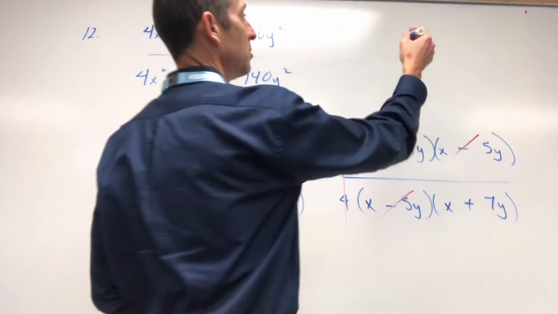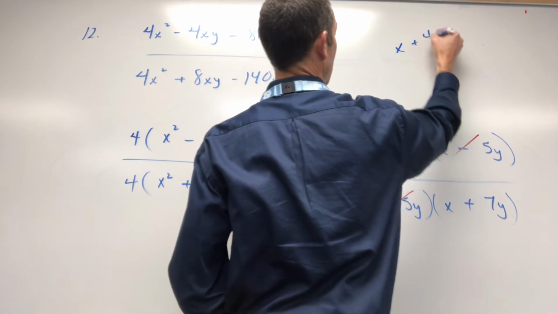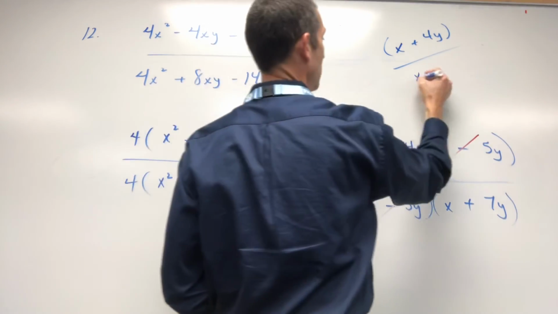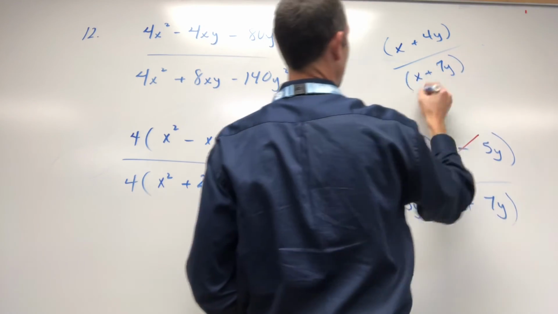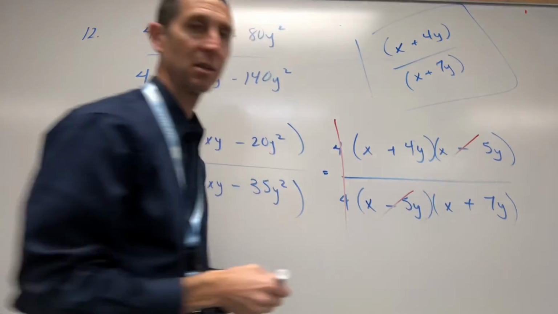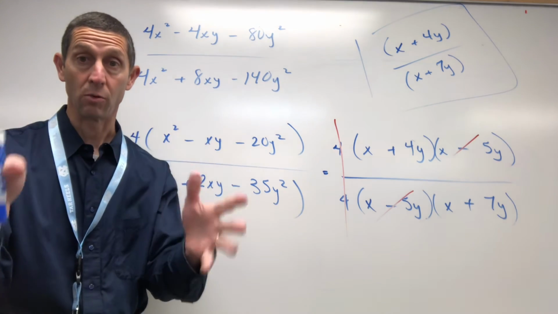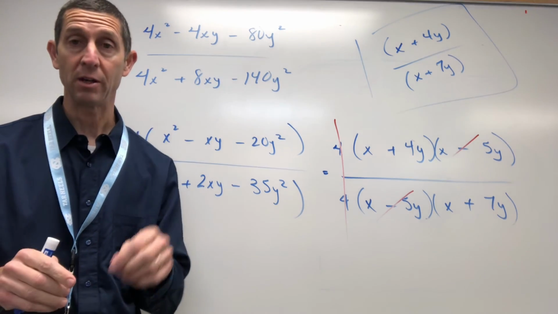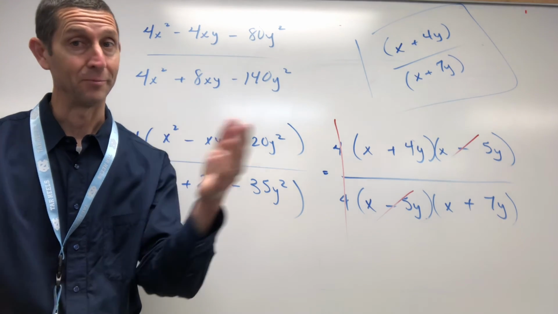Looks like you got an x plus 4y left for your top. x plus 7y left on the bottom. And then that's going to be your answer. All right, so make sure you factor it into groups first, and then you come back and simplify second. These are the rules.